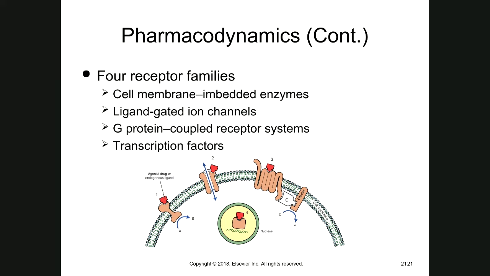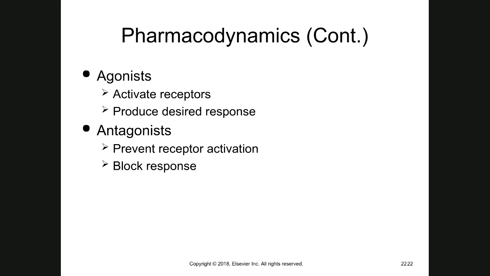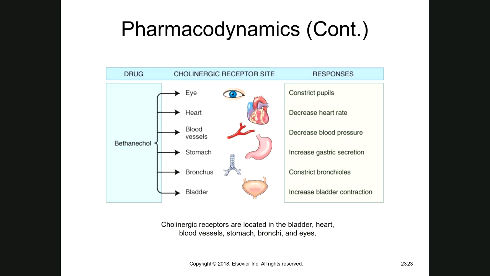Now you can see the different receptor families here. It shows a good diagram to try to make you understand a little bit better how it binds. And we had just gone over the antagonist and the agonist. Oh, this is a good diagram here.